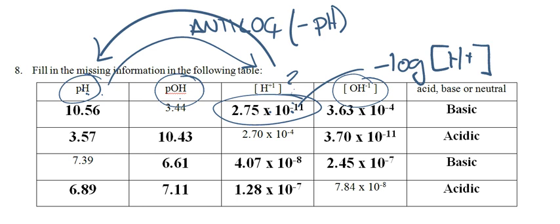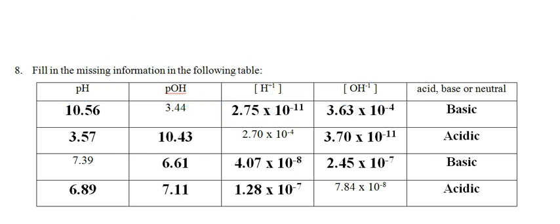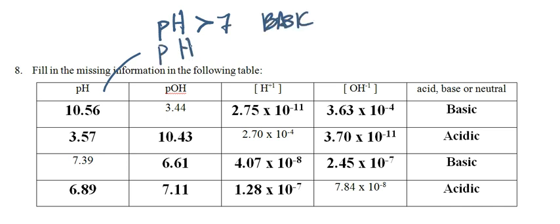Now, to determine whether this solution is acidic or basic, there's many ways that you could do this. You could look strictly at pH. If pH is greater than 7, you got a basic solution. If pH is less than 7, okay, you got an acidic solution. If you have pH is equal to 7, it's neutral. Okay, so that's one way.